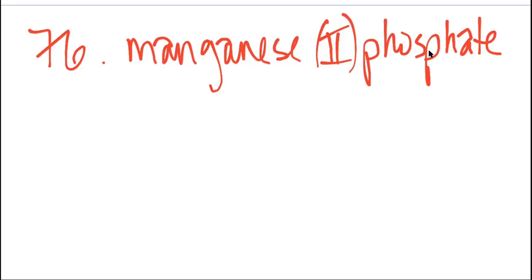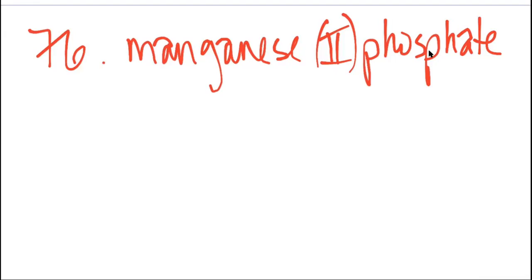Yes, Zarema, to your question. If the second element has no subscript, then yes, you use mono on the second one only. Okay, so no, there's no acid in this name, manganese 2-phosphate. There's no acid anywhere, so I'm going to go to the right.